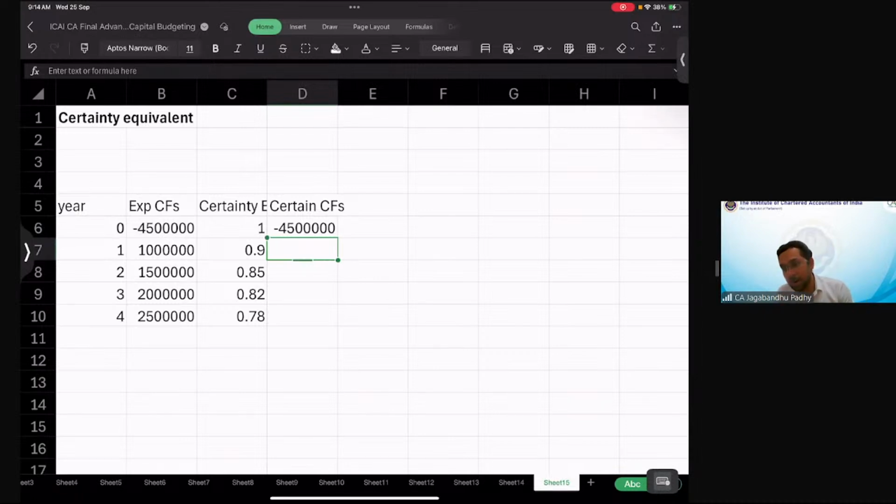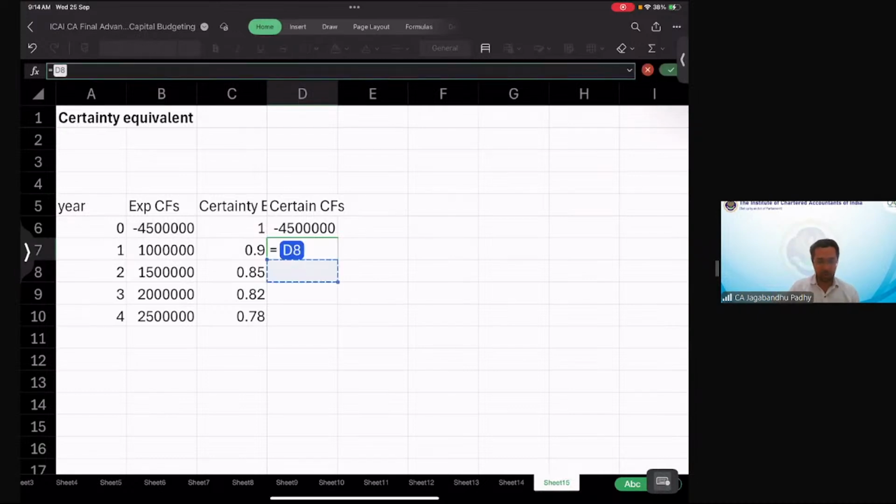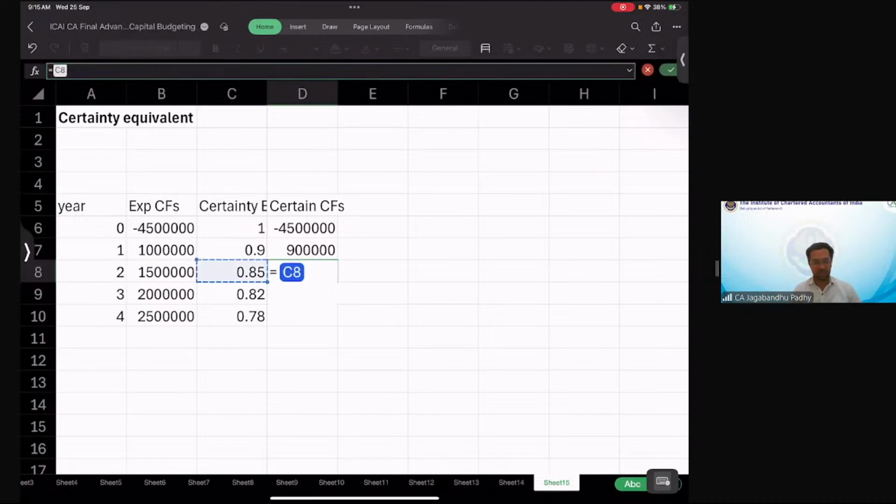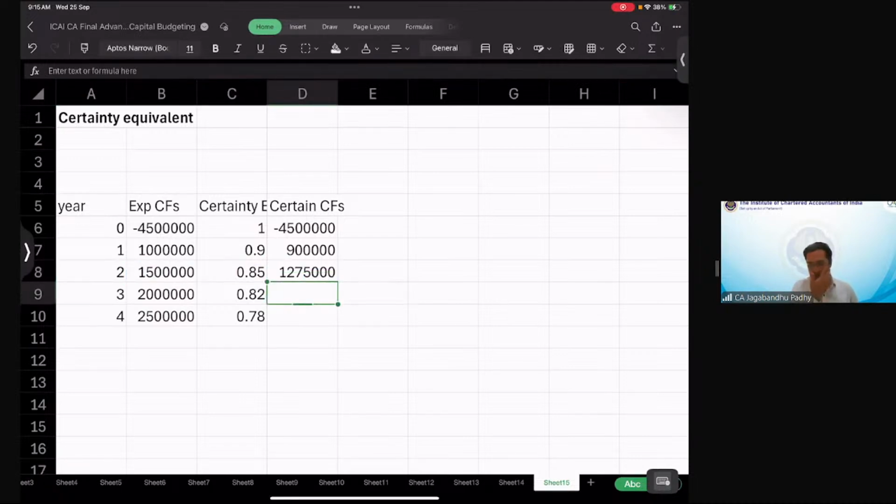What is the sure or 100% certain cash flow in year 1? Can I say out of 10 lakhs that you're saying 90% is sure, so into 0.9, we can say it as 9 lakh. Then in the second year, the certain cash flow or sure cash flow is 15 lakh into 0.85, and then subsequently it is 16 lakh 40 and 19 lakh 50. Right? Okay, so these are certain cash flows or 100% sure cash flows, right?